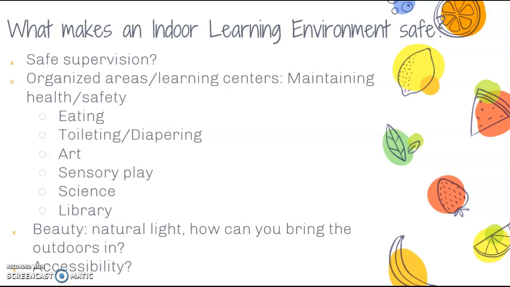If we again go back to those early theorists, we know that they all definitely advocated for environments that were beautiful, that were organized, and that acted as this additional teacher, that the environment really had a profound impact on the education of our children. So what makes a learning environment safe? That's another really important piece of an environment. We want to make sure that we have safe supervision, that we have the ability to see all areas of the classroom so that we can keep an eye on all the students.